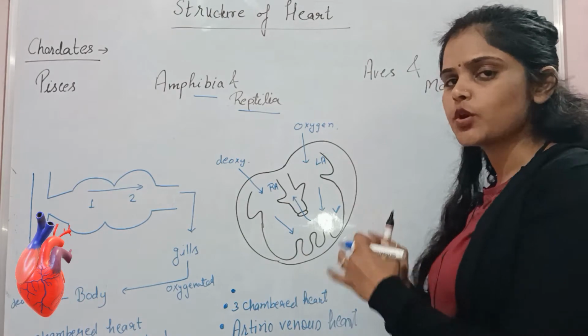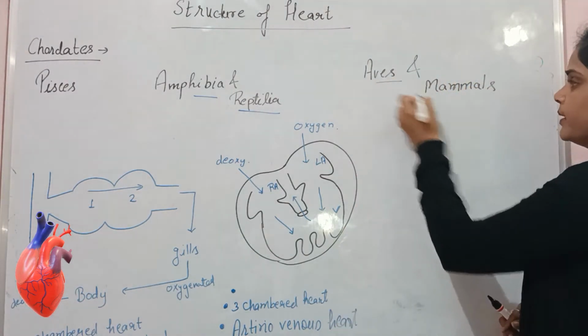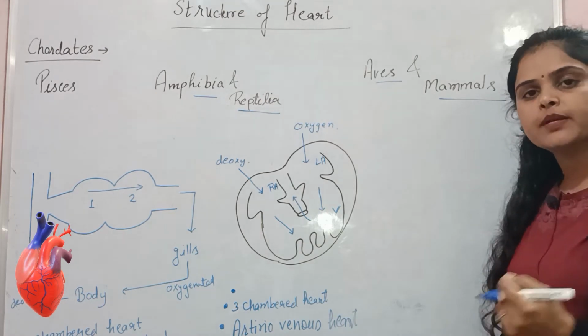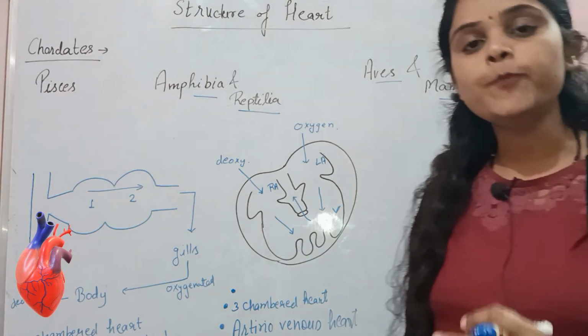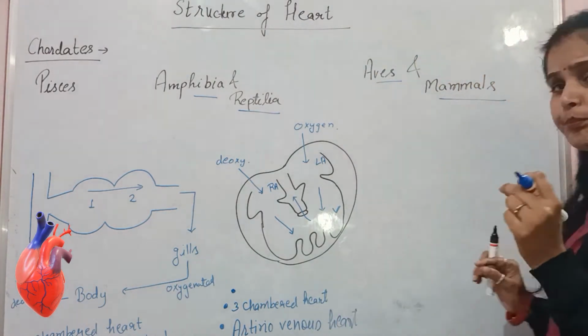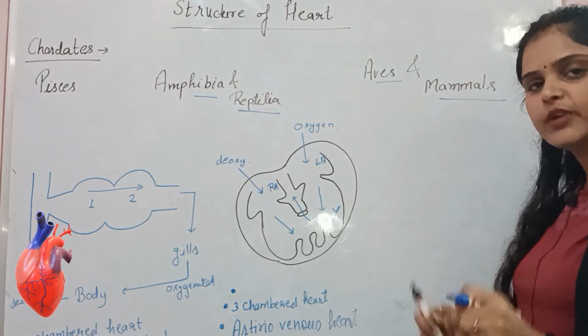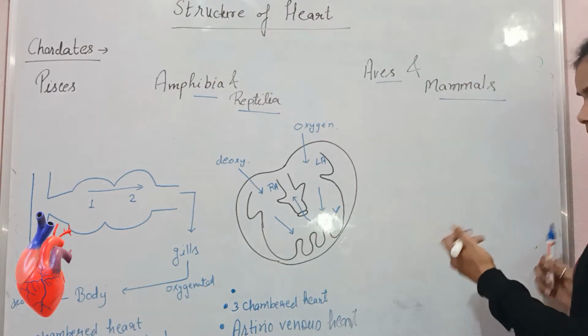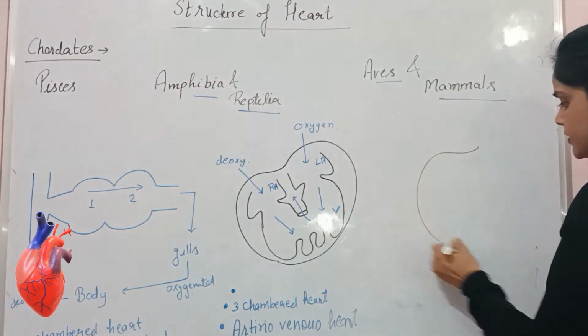Now let's talk about aves and mammals, the highly evolved chordates. We know that these are highly evolved chordates, and they have a fully developed heart, which has four chambers. Now let's see what actually is happening in this case.